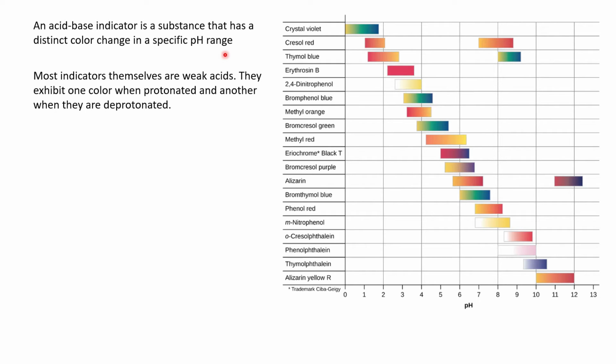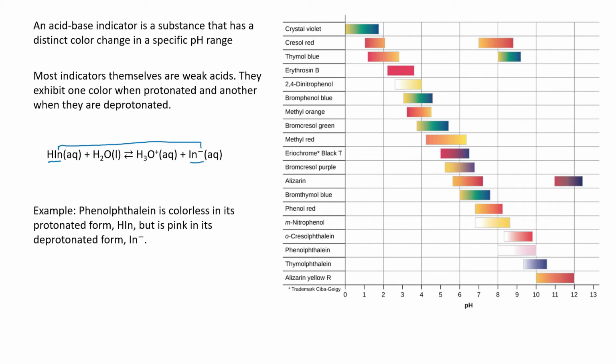Now, most acid-base indicators are actually weak acids themselves. And what happens is they will show one color when they're protonated and another when they're deprotonated. If we symbolize our indicator by the letters IN, you will have a protonated form, HIN, and a deprotonated form, which is just IN. Again, these two must have different colors.